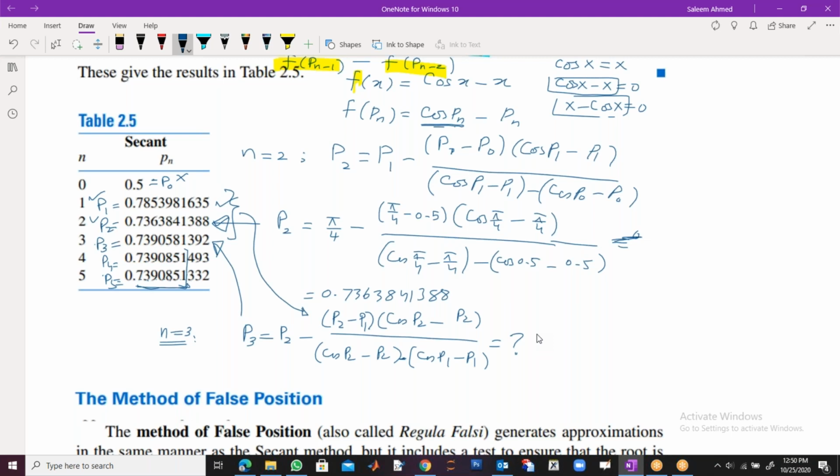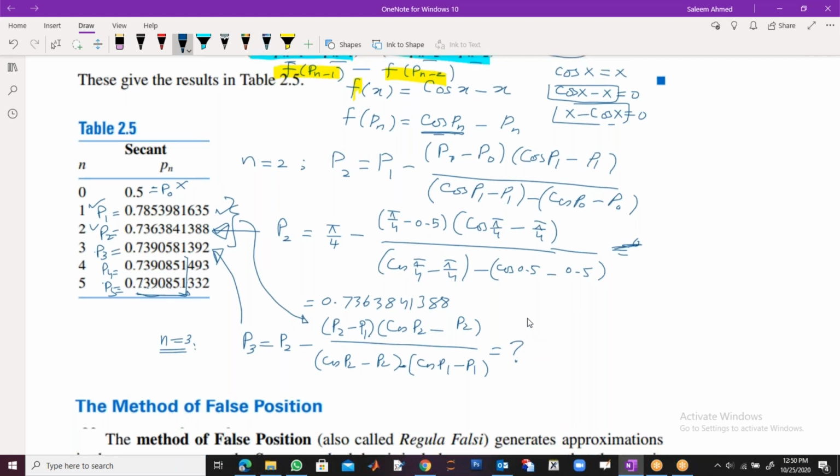So it means you can stop here. No need to find P6 because P4 and P5 almost repeated itself. So whenever your iteration starts repeating, that is our answer. We will stop. Okay, so you can complete, of course, these two. If you are able to do one iteration, of course you can do many iterations.